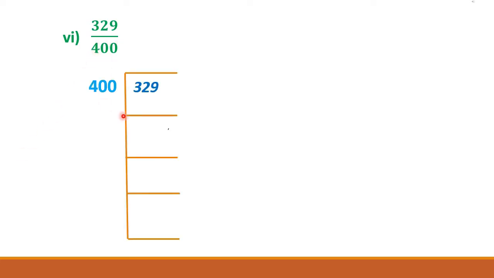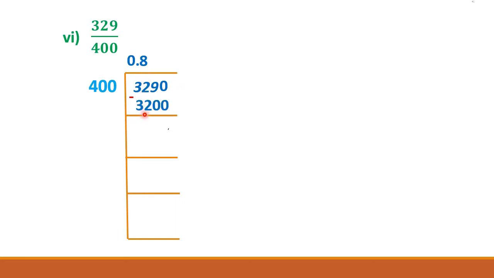Example 6. 329 divided by 400. See here, 329 is smaller than 400. So we have to put a decimal point here and put a 0 here. Now it is 3290, isn't it? 400 8s are 3200.